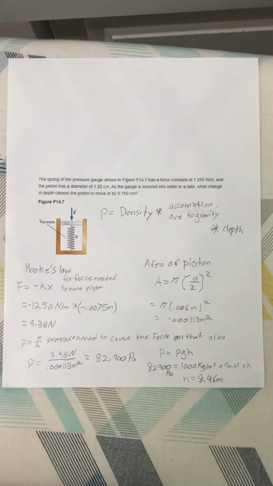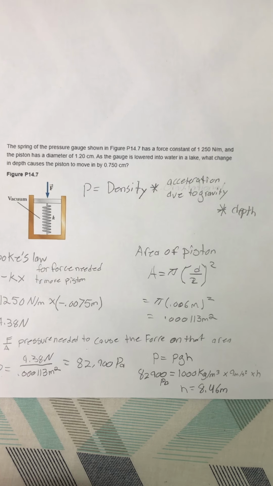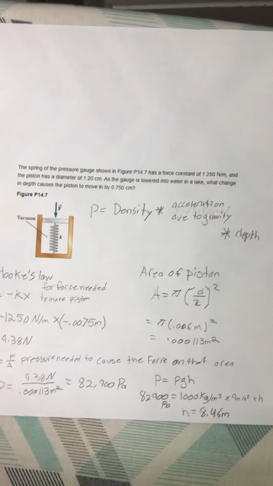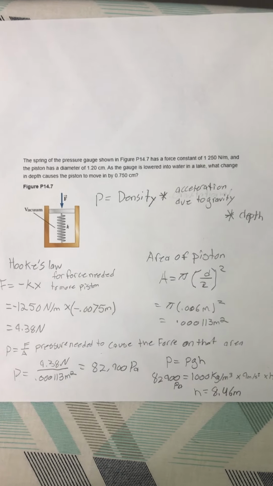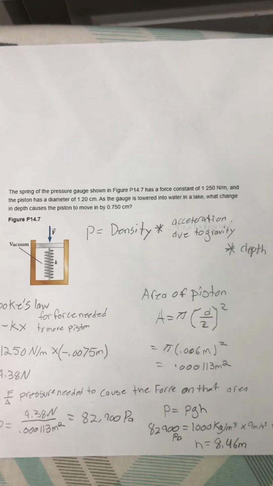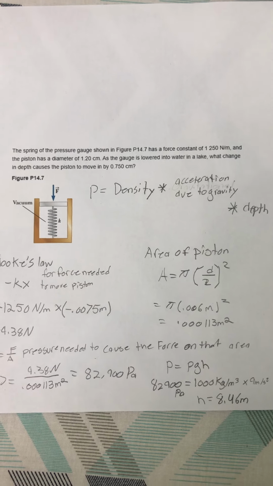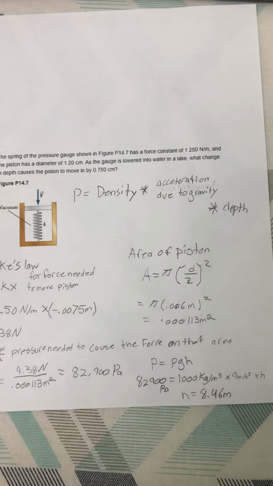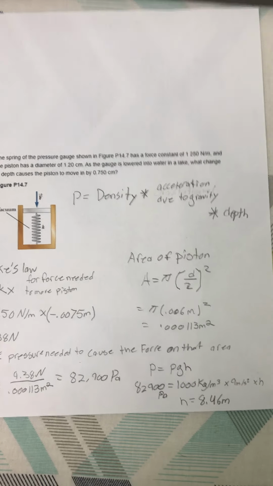And then for the last question on chapter 14, we have the following question. The spring of the pressure gauge shown in figure P14.7 has a force constant of 1250 newtons per meter, and the piston has a diameter of 1.2 centimeters. As the gauge is lowered into the water in a lake, what change in depth causes the piston to move in 0.75 centimeters? So P is equal to our density times acceleration due to gravity times our depth.